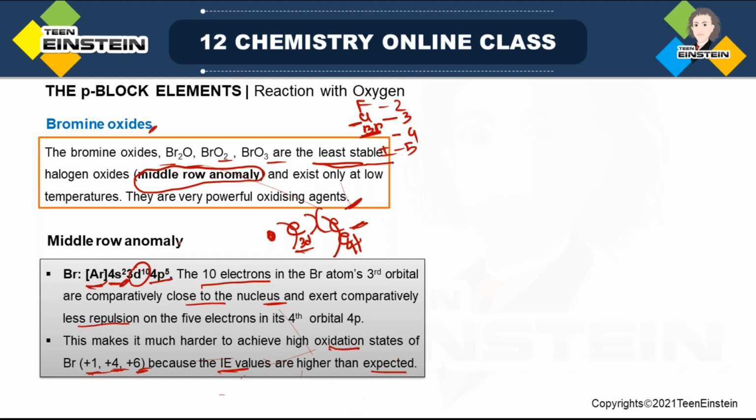But if you are thinking why it is not for iodine, because in case of iodine, now it is 5s2, 4d10, 5p5. Compared to 3d, 4d is comparatively more diffuse, and diffuse means it is not closer towards the nucleus. So now the repulsion between 4d electrons and 5p electrons is comparatively high. So ionization energy will not be very high, because when there is much repulsion, the process of removing the electron will be very easy. So this is the reason.